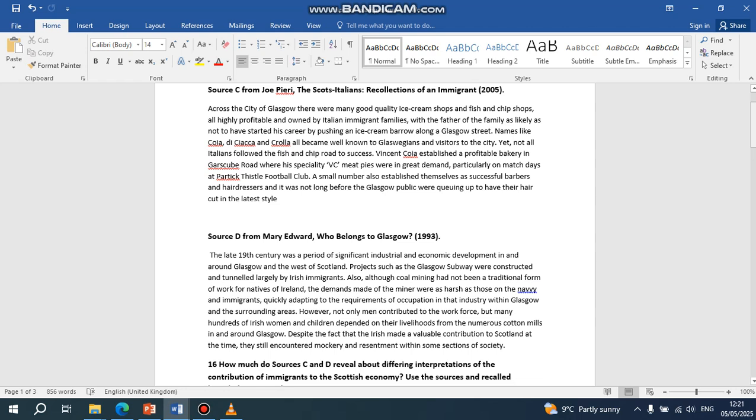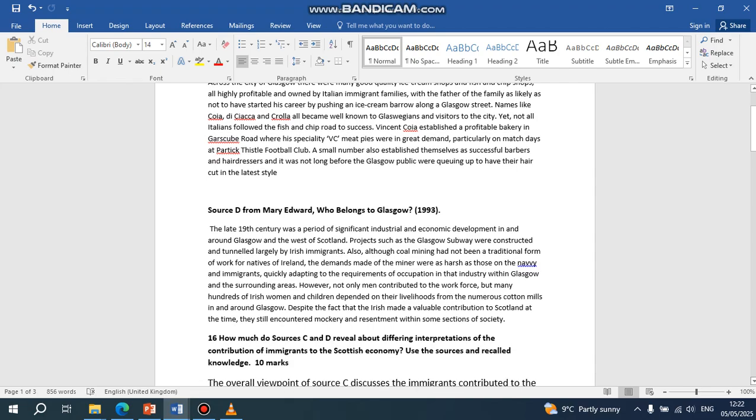And our question is, how much do sources C and D reveal about different interpretations of the contribution of immigrants to the Scottish economy? So this is an issue 4 question. We are looking at the Scottish economy here, which is one of the strands of issue 4. So make sure you understand the question first of all. As it talks about the Scottish economy, we are looking really at the business side of things or the financial side of things. And we're talking about the contribution of immigrants. So make sure you understand the question first of all when you're answering these things.